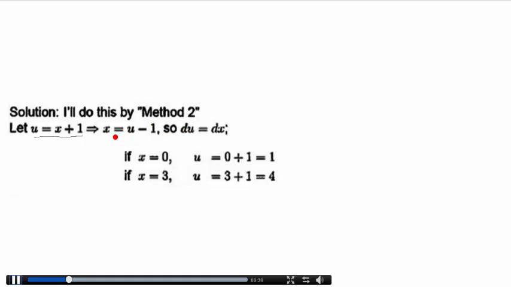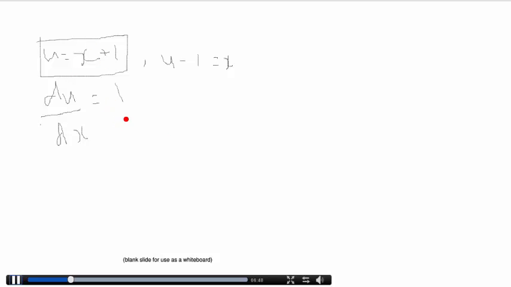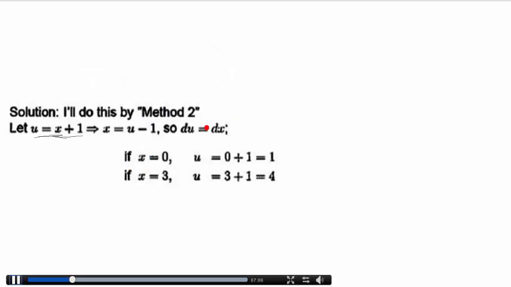So once we differentiate this part, you can see that du upon dx, like I said, is equal to 1. Now, du upon dx is equal to 1 also. So in this case, obviously we can take the dx to the other side. This becomes du is equal to dx. So in this particular case, we now know that du is equal to dx.